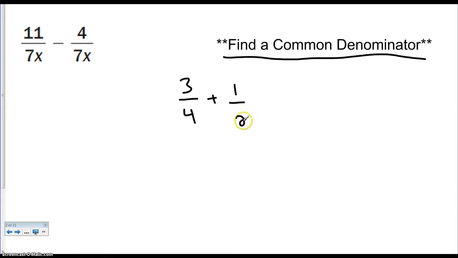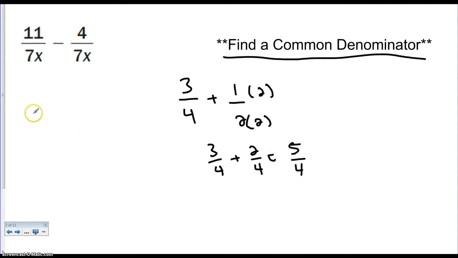So what can I get a 2 to? What do I have to do to 2 to make it 4? I would have to multiply it by 2. Okay? And once I have that common denominator, in this case I have 3/4 plus 2/4, I can now combine them together to get 5/4.